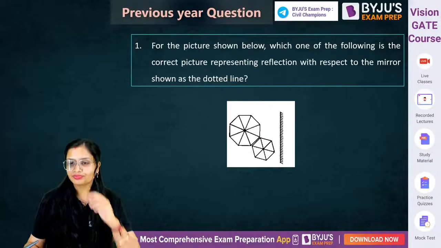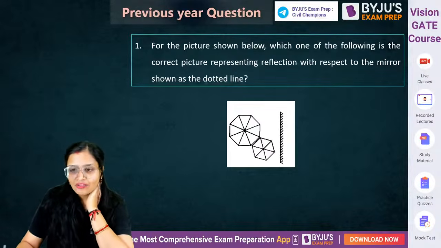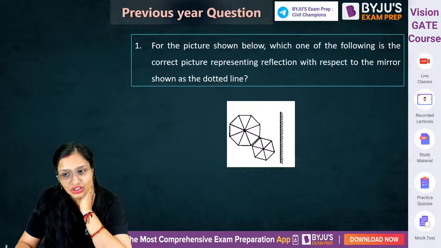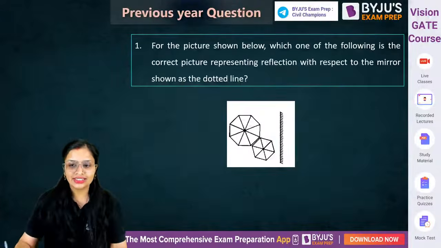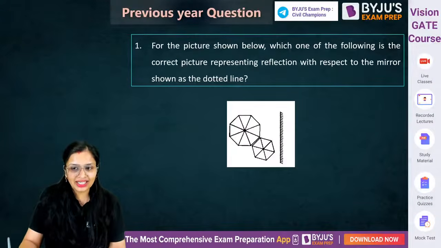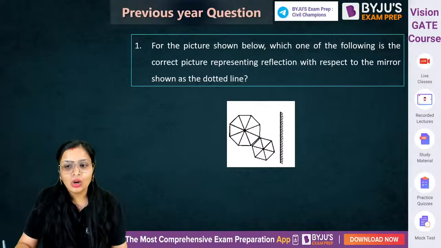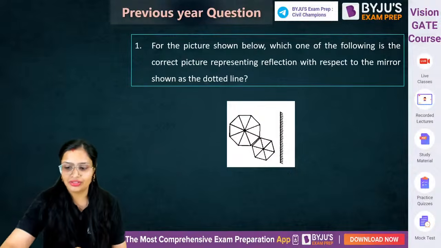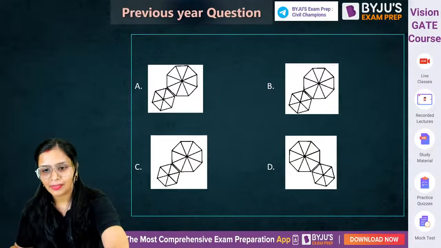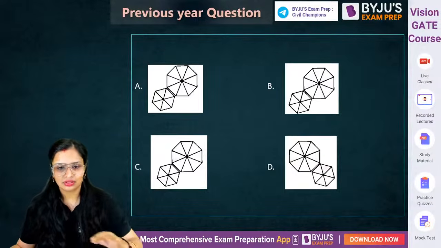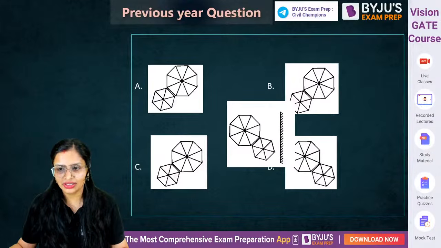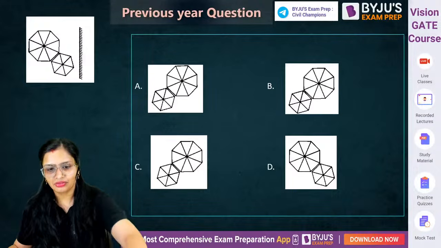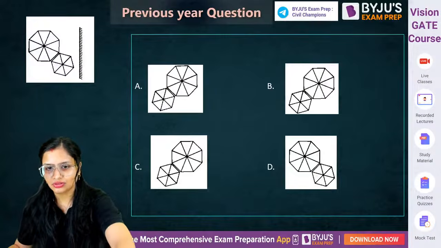For the picture shown below, which of the following is the correct picture representing reflection with respect to the mirror shown in dotted figure? So guys, this is the picture. So if you are placing a mirror perpendicular to it, what will be the reflection of it? Quick. What I will do is I will paste this here so that you don't have to turn the pages again and again. That will be better. Okay, perfect.